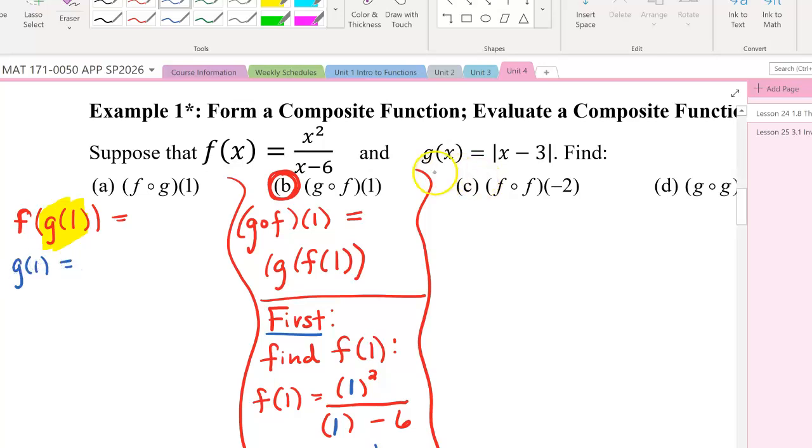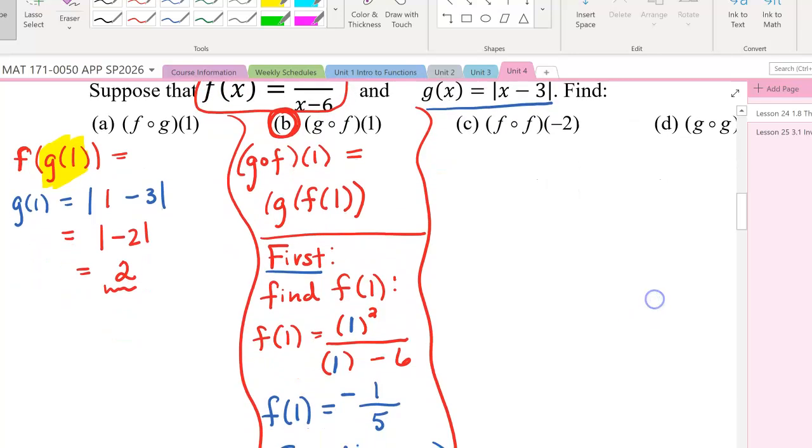means I'm going to take this function g and I'm going to plug 1 wherever there was an x. So that will give me the absolute value of 1 minus 3, which is equal to the absolute value of negative 2, which is 2. So now I'm going to take 2 and plug it into the function f of x.